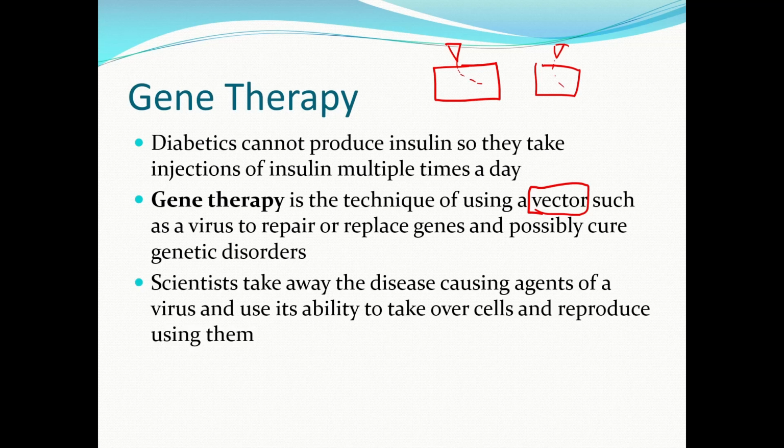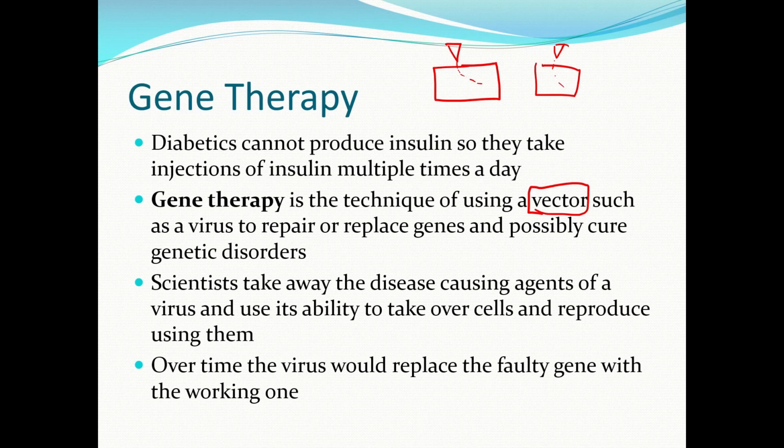You rewrite their DNA. So scientists take away the disease-causing agent of the virus and use its ability to take over cells and reproduce using them. And over time, the virus would replace a faulty gene with a working one, and you cure someone. Okay, so here's a video that talks about gene therapy.